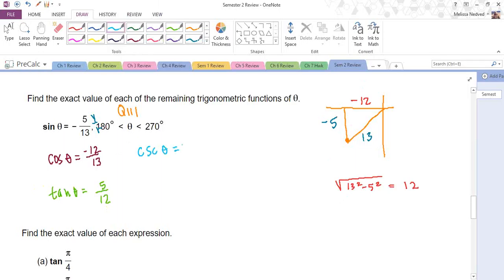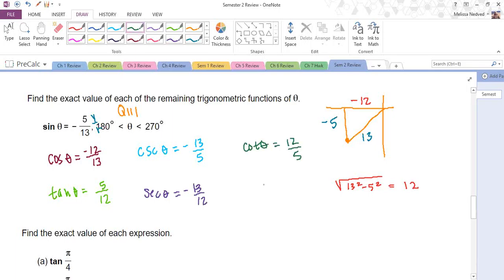Cosecant of theta is the reciprocal of sine, so negative 13 over 5. Secant of theta is the reciprocal of cosine, so negative 13 over 12. And last, we've got cotangent, which is the reciprocal of tangent, so 12/5.